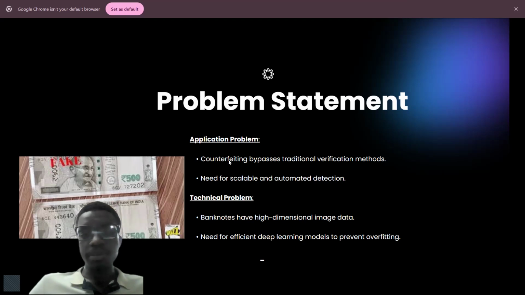The application problem is counterfeiting bypassing traditional verification methods like UV light and manual detection. These are problems, as we can't detect fake money nowadays with our naked eyes. Then the technical problems: we have high dimensional image data sets, and a need for efficient deep learning models to prevent overfitting.